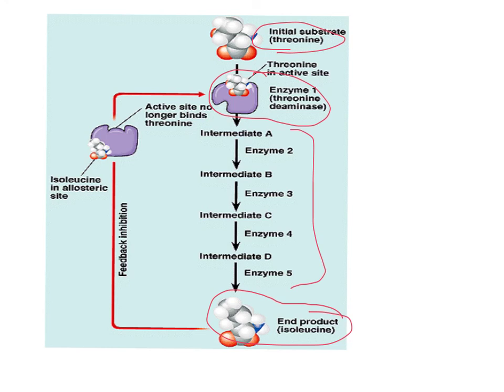And so what happens is my product, isoleucine, is going to circle back and shut off this first enzyme. You can see here there's an allosteric site on that first enzyme. You can see it's empty. When there's plenty of isoleucine available, it will bind to that allosteric site and cause that enzyme to become non-functional. It acts as a non-competitive inhibitor. Then when there's not enough isoleucine available, it will release, and that enzyme will be functional.